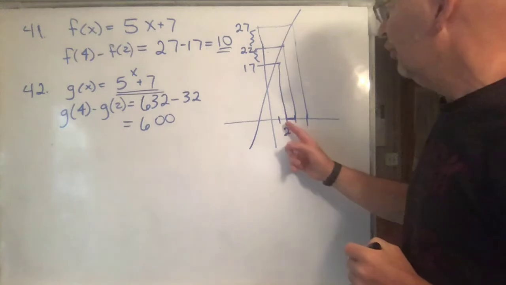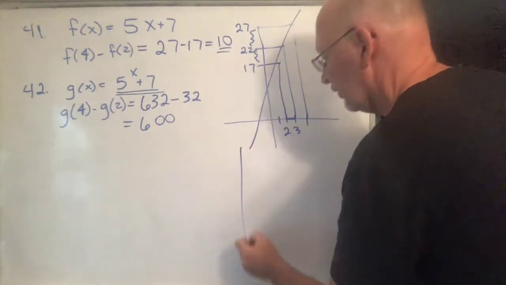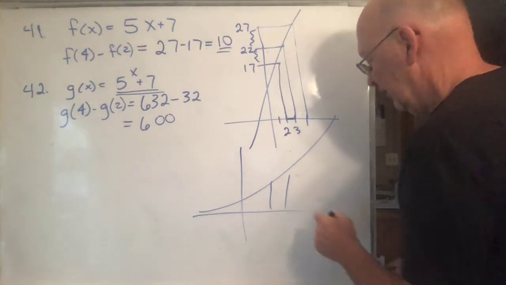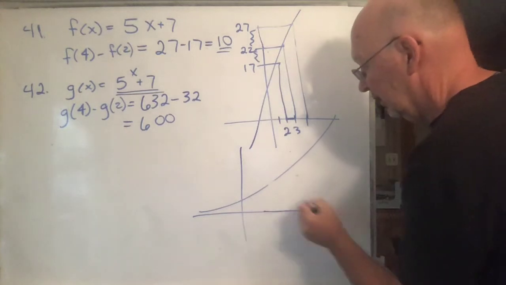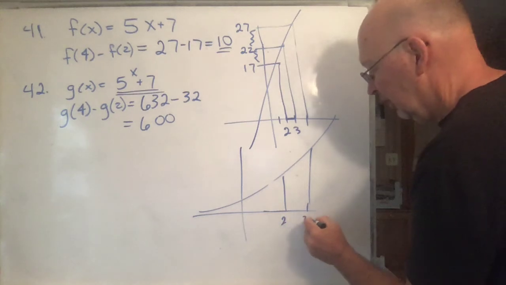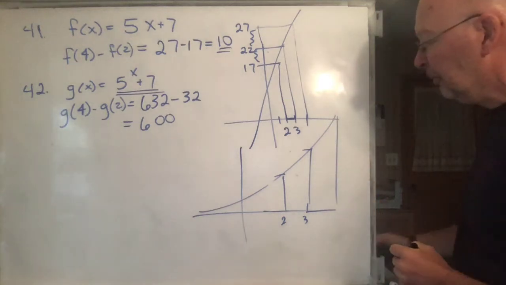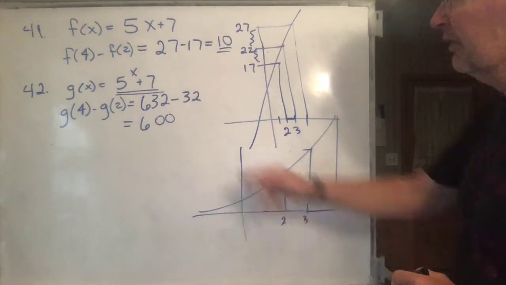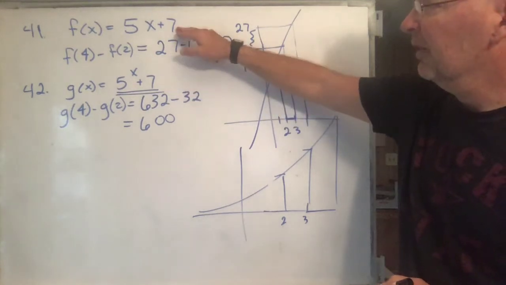In this function, you just add 5 each time you go from 2 to 3 and 3 to 4. With the other function, you're multiplying by 5 each time. As you go from 2 to 3, essentially you multiply this number by 5, and then when you go from 3 to 4, you multiply it by 5 again. So instead of just adding 5 each time, you're now multiplying by 5 each time. So that's the difference between exponential growth and linear growth. This is exponential, this is linear.